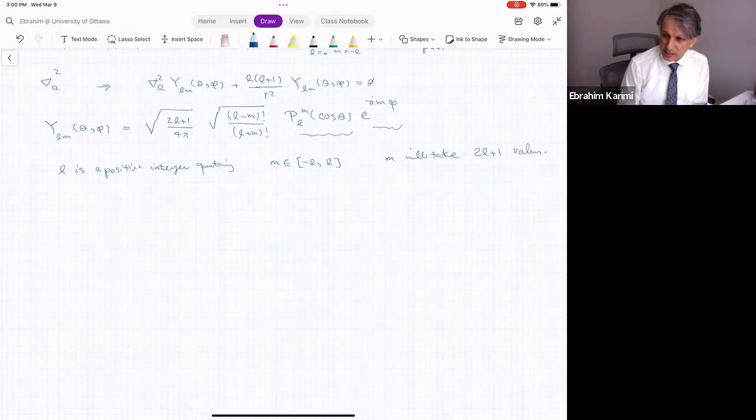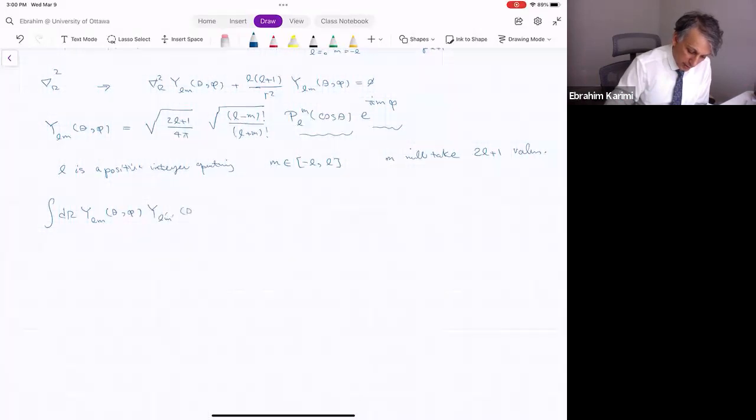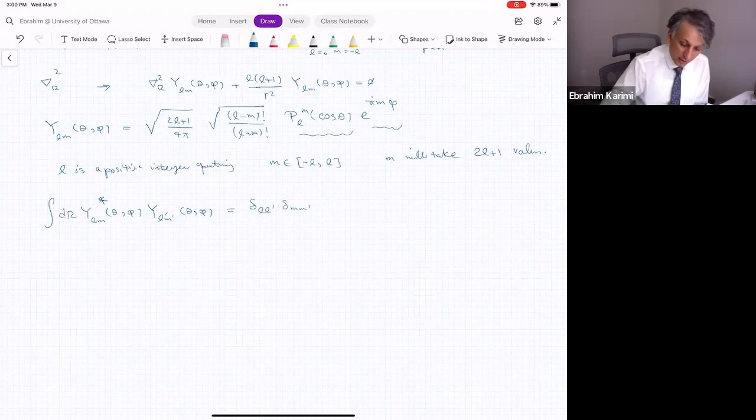What does it mean? That any functions can be expanded in terms of them. And also they are orthonormal, which means that the integral of d omega Y_lm of theta and phi times Y_l'm' of theta and phi, one of them of course should have a conjugate, is given by delta of L L prime, delta of M M prime. That is the orthonormality relation.